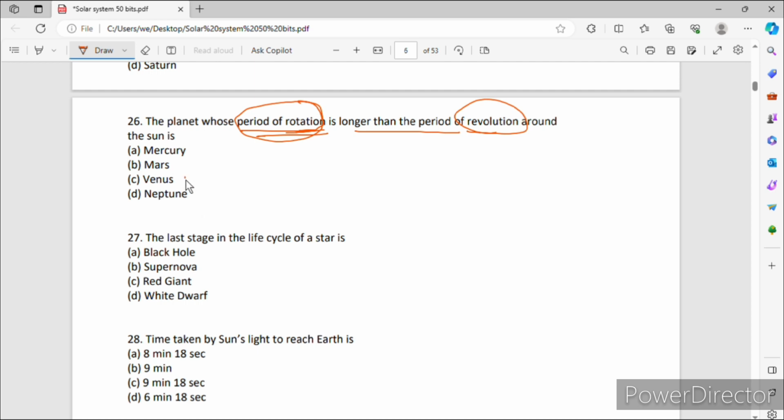So in this if you see Venus, the rotation time, rotation about its axis, takes 244 days. And revolution, nothing but around the sun, it moves around the sun in 224 days. That means here the revolution is less than the rotation. So Venus is the correct answer.